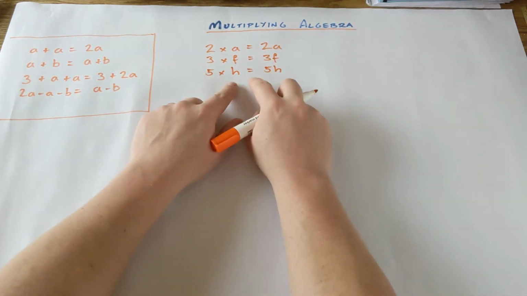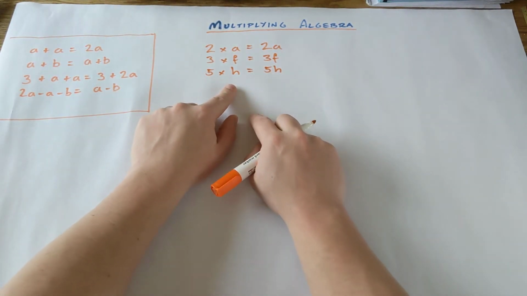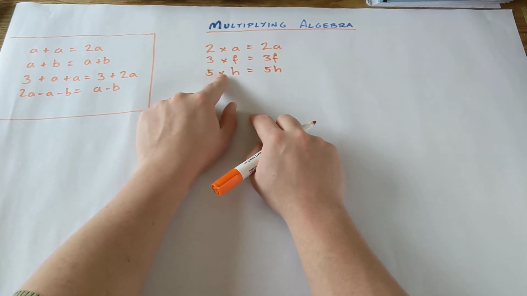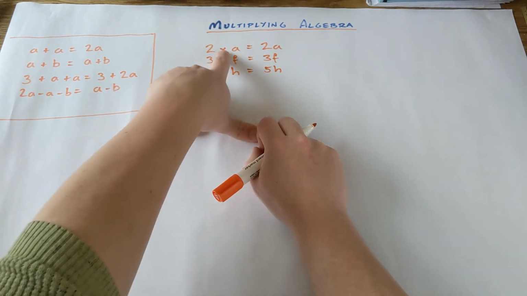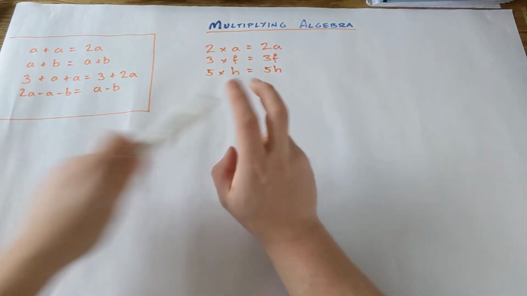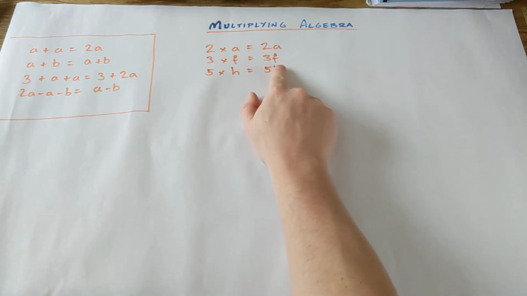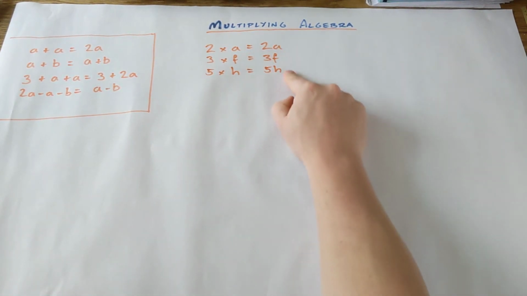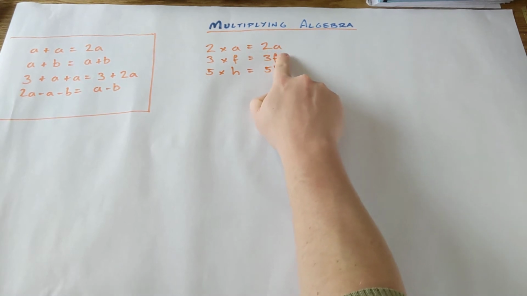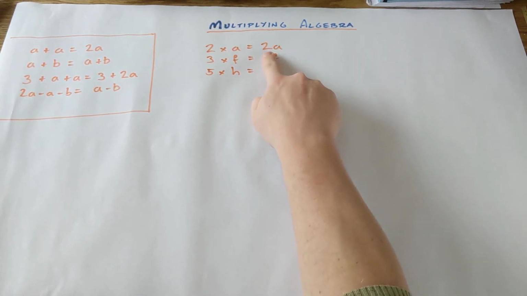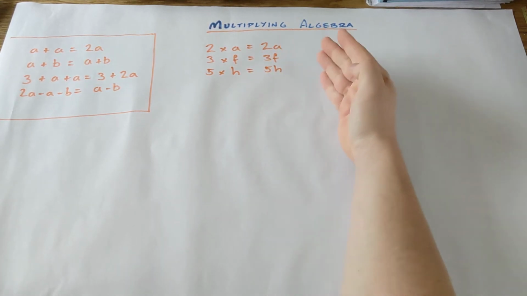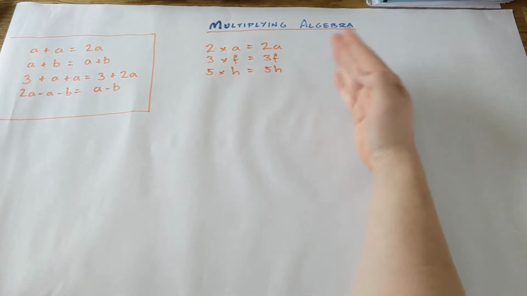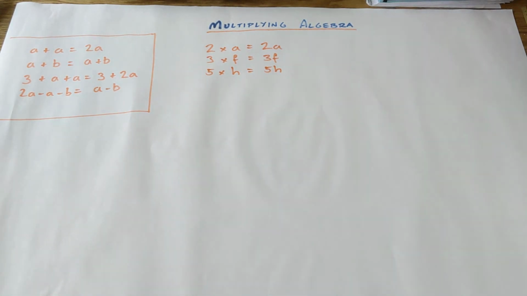What we do in algebra when we're multiplying things is we just get rid of the times sign, basically because we're lazy and we want to save a bit of time. Instead of saying 2 times A, I just say 2A. Instead of saying 3 times F, I just say 3F. So when you see a number and then a letter next to each other, that means that number times by that letter. 2A means 2 times A. 3F means 3 times F. It's a very basic rule at the heart of multiplying algebra.